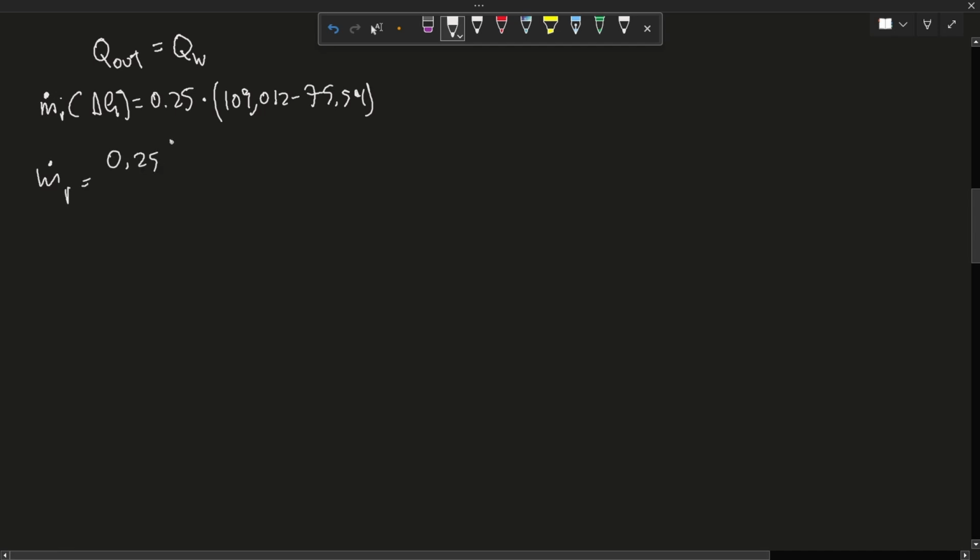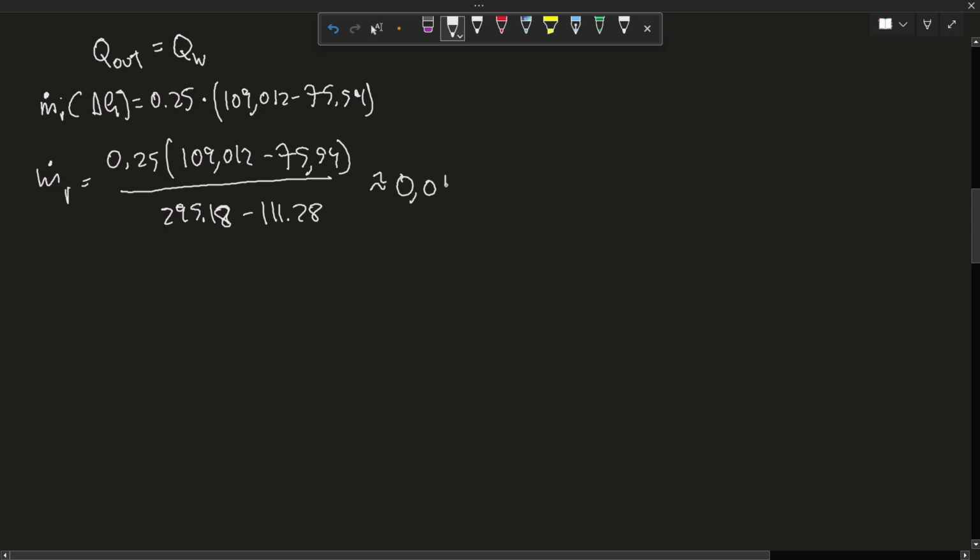0.25 times 109.012 minus 75.54, divided by h2 minus h3. So 295.18 minus 111.28. This is going to give us a mass flow rate of about 0.0456 kilograms per second. That's it. Next, it's asking for the COP.